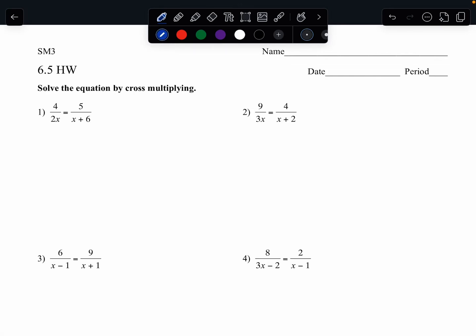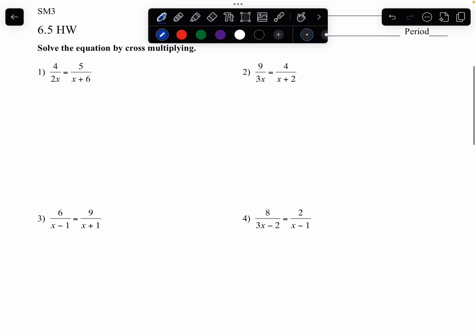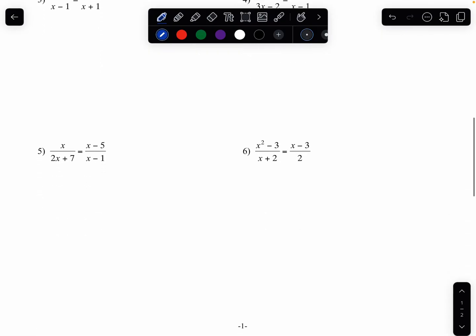Hey guys, I'm going to go through the 6.5 homework. This is solving equations with rational expressions.